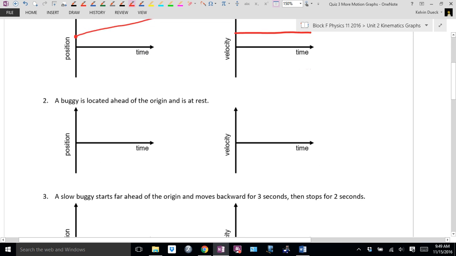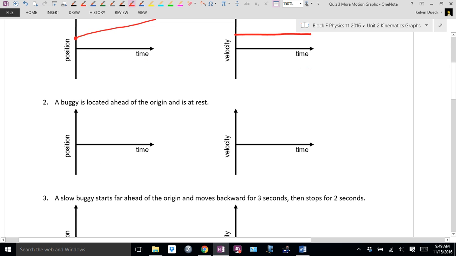Number 2. A buggy is located ahead of the origin and is at rest. Located ahead of the origin, I'm looking for you to start above the x-axis here. At rest, on a position time graph, that's a horizontal line. At rest, on a velocity time graph, is also a horizontal line, but it has to be 0 high. It has to be on the x-axis. 1 mark, 1 mark.